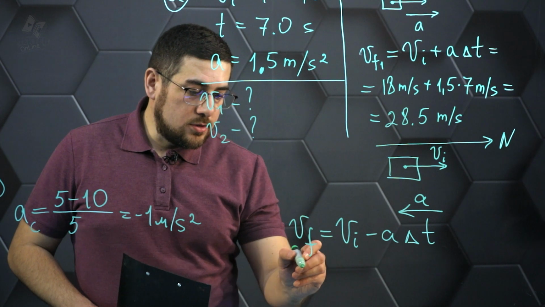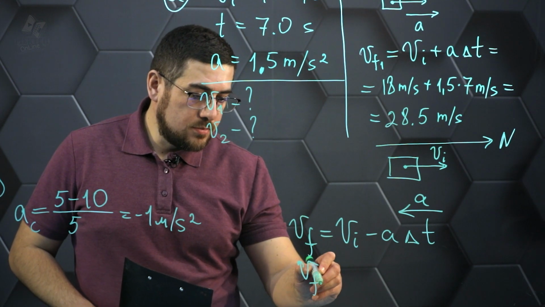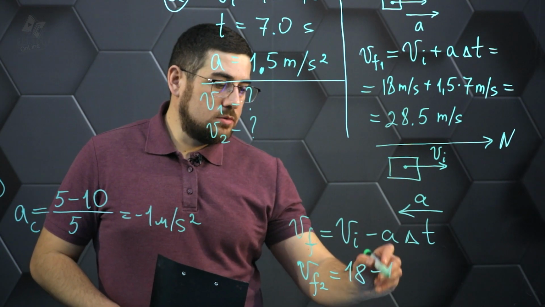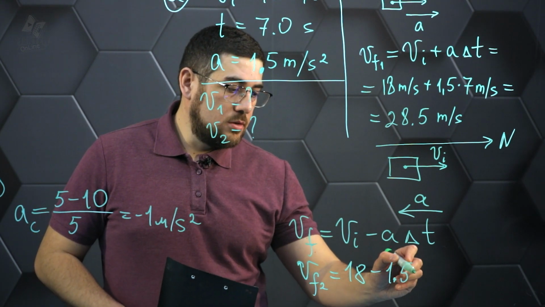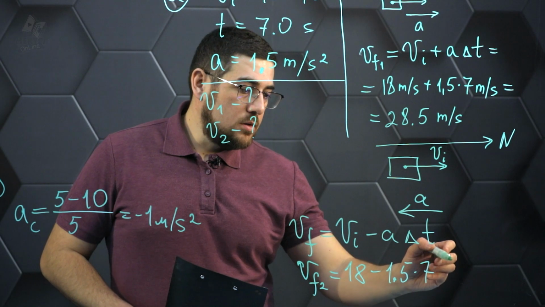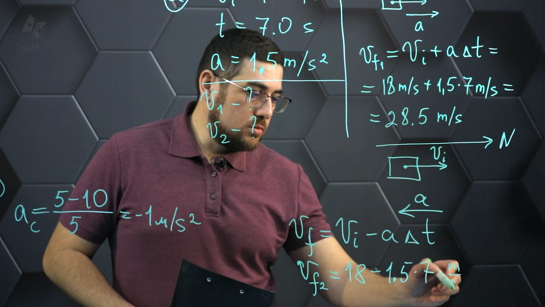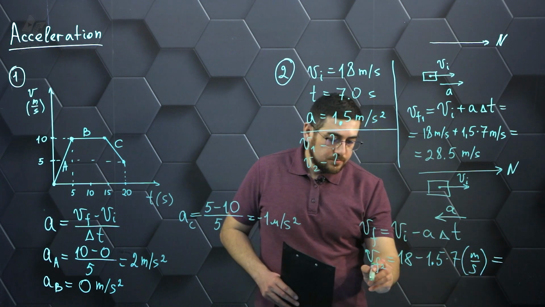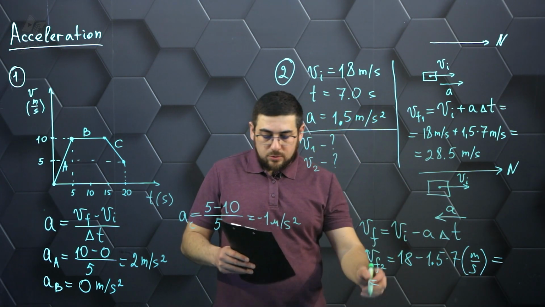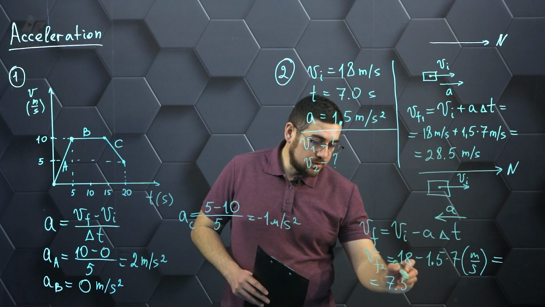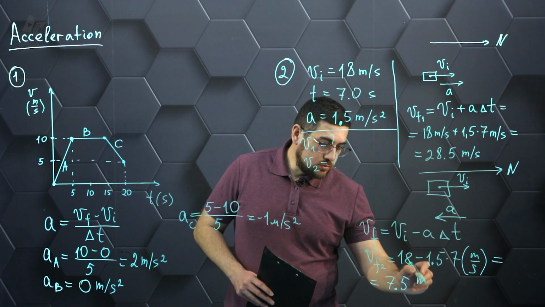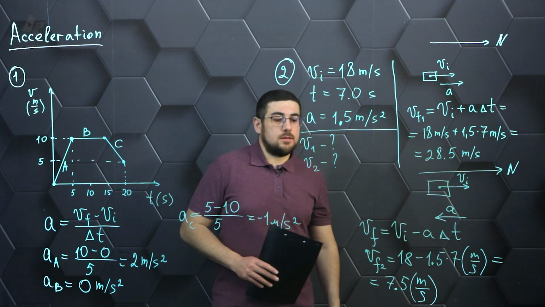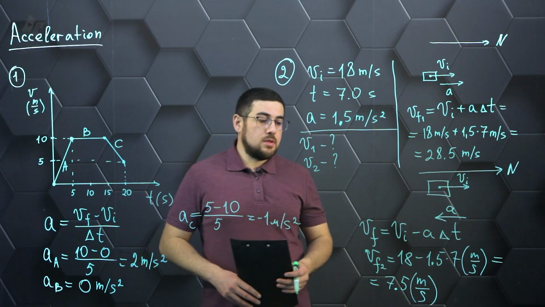and calculate its value. 18 minus 1.5 times 7, well, and the dimensionality of it will be all in meters per second. So the speed we measure is 7.5 meters per second. Therefore, the velocity is 7.5 m/s, which is its terminal velocity in the second situation.